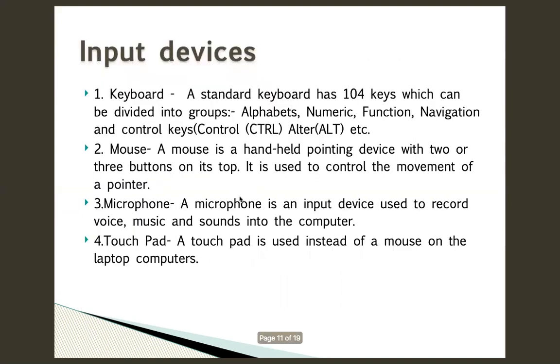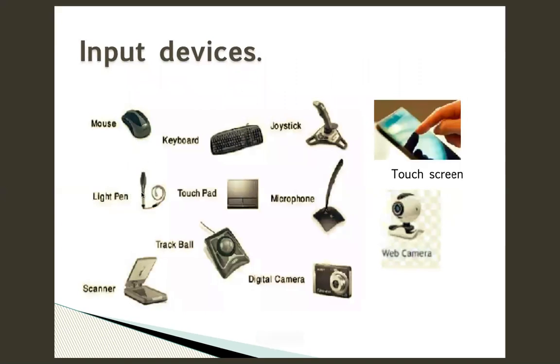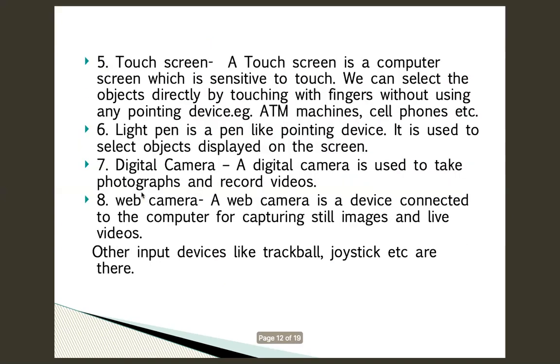Let us see the picture of a light pen. This is the picture of a light pen. Okay. Light pen is a pen-like pointing device. It is used to select the object on the screen. Now it is most similar to a mouse, except that it allows you to point to the object displayed on the screen or draw directly on it.